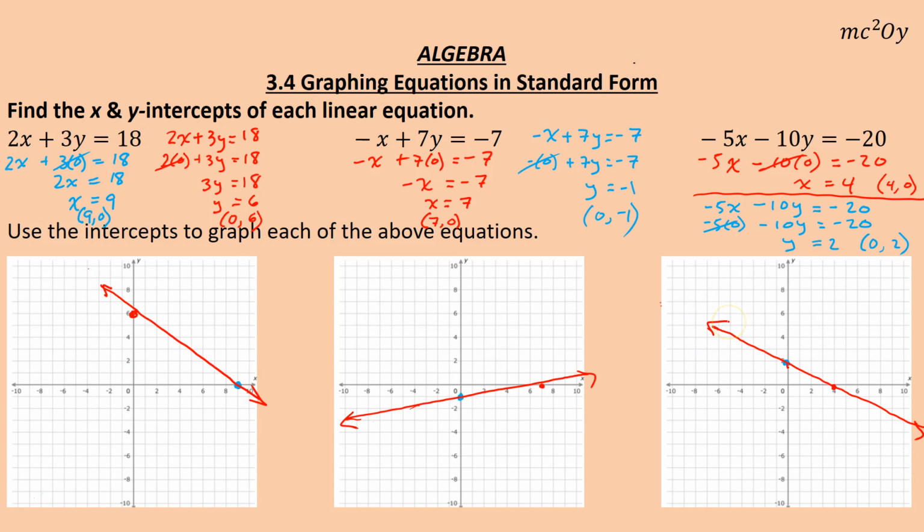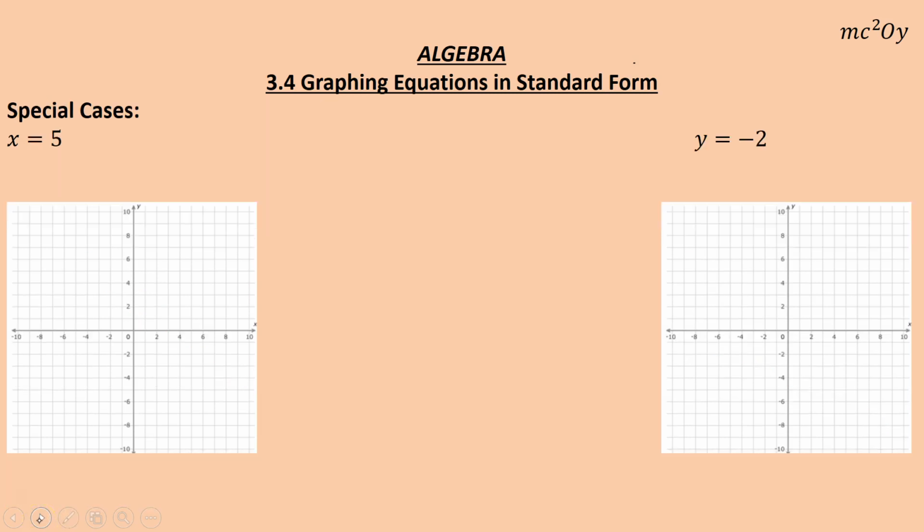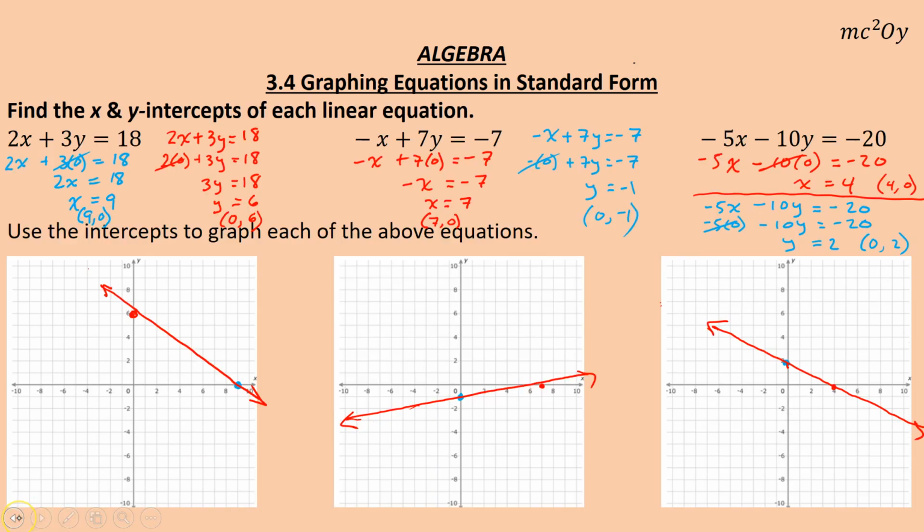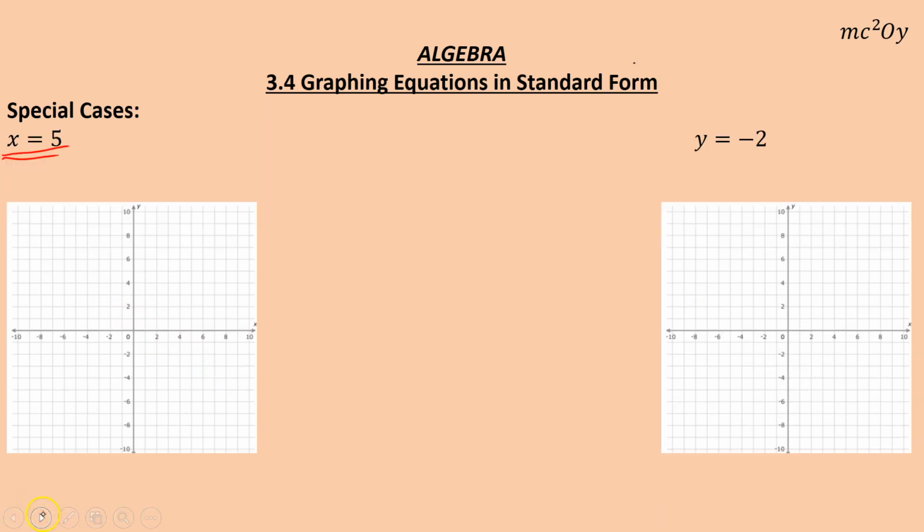Okay, so we've got those graphs done, and we've plotted our points and found some x and y intercepts. Perfect. Now, there are two special cases we need to be aware of. First, if x equals 5. You'll notice in this case you don't see a y. In all those previous equations, we had x's and y's in each equation, and our line crossed both the x and y axis. Well, when you have an equation with just x, it only crosses x. It's crossing at 5, right here.